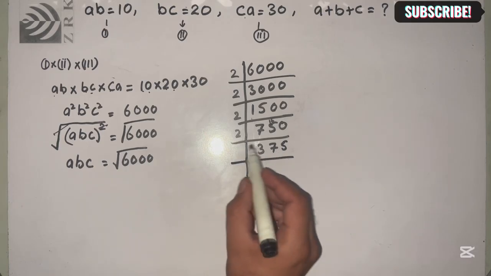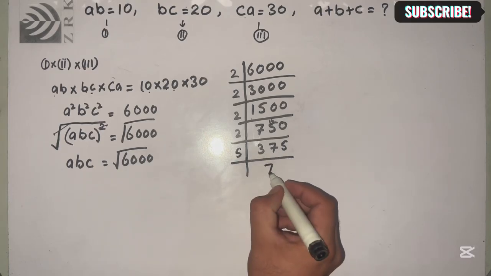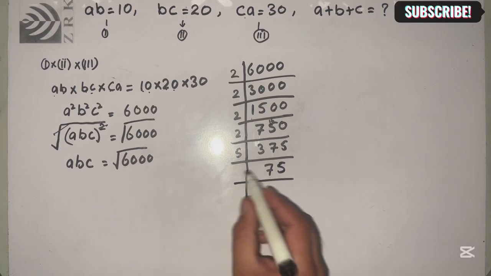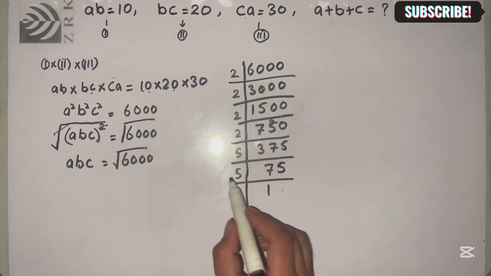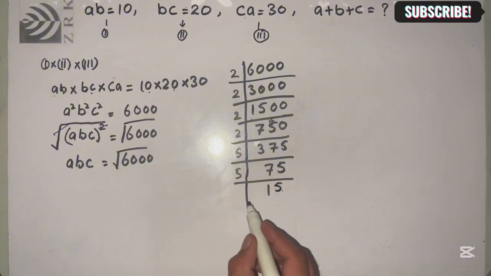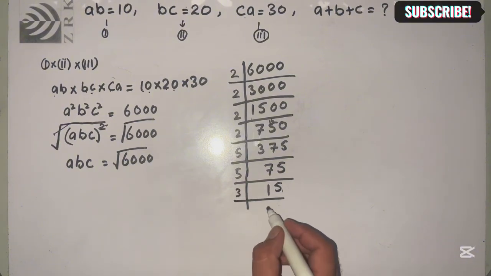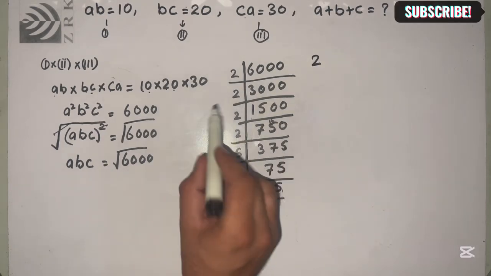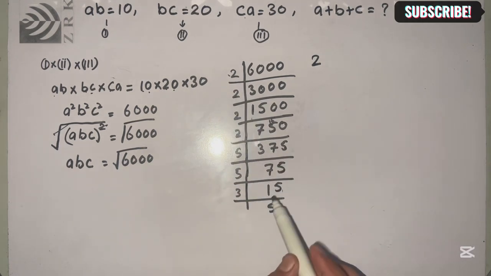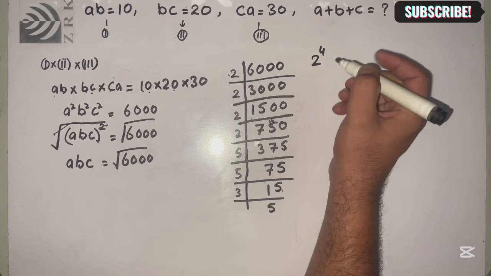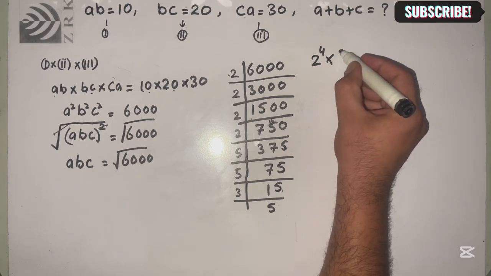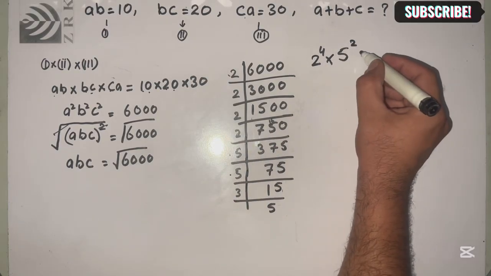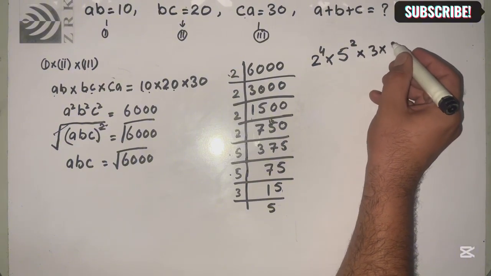In the next step, we divide it by 5: 5 7s are 35, and 5 5s are 25, and it can be further divided by 5 as well: 5 1s are 5, and 5 5s are 25. Next it can be divided by 3: 5 3s are 15. So 6,000 can be written as 2 to the power 4, multiplied by 5 squared, and at the last 3 multiplied by 5.